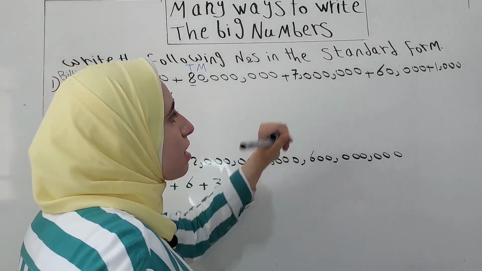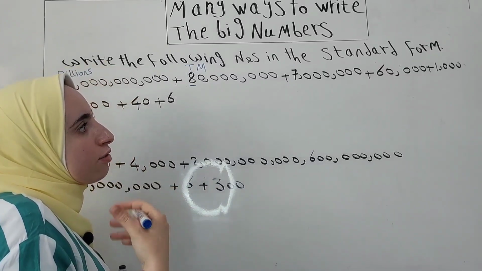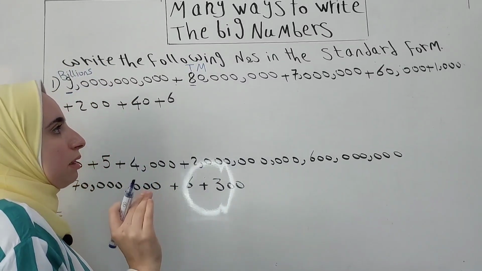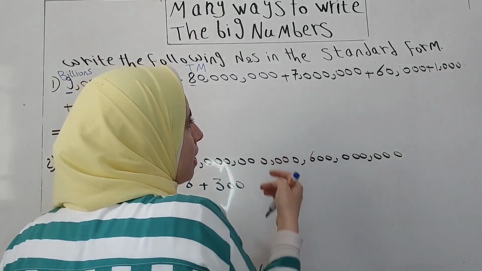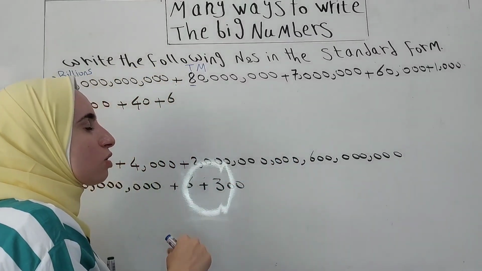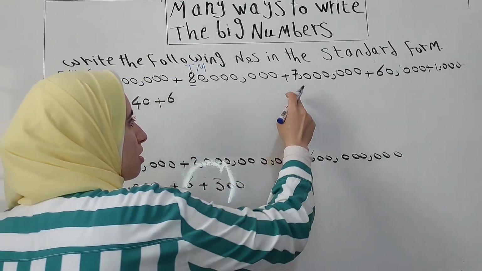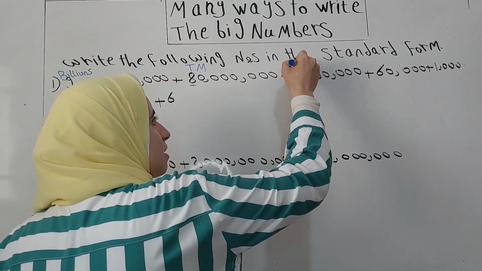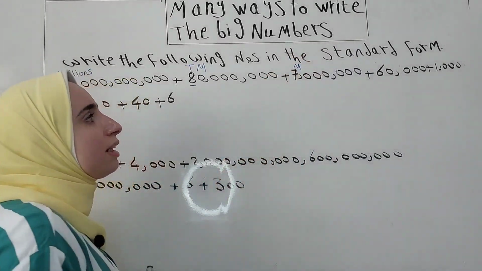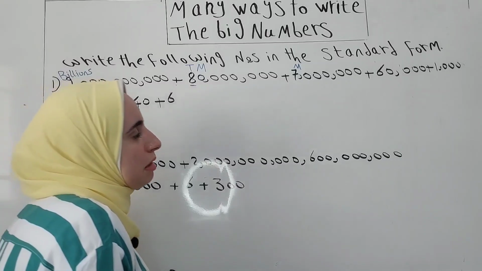Now, the digit 7. In which family? In the third family. The third family is called millions. In which place? Ones or tens or hundreds? In the ones. For the ones of the third family, the digit 7 is in the millions place.